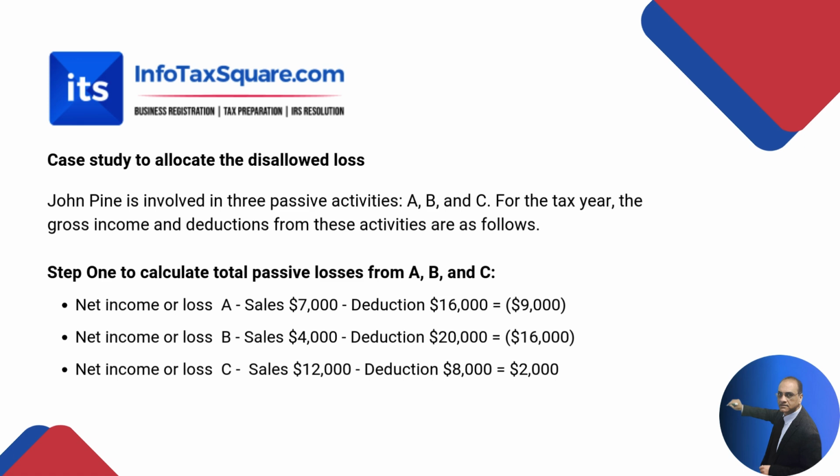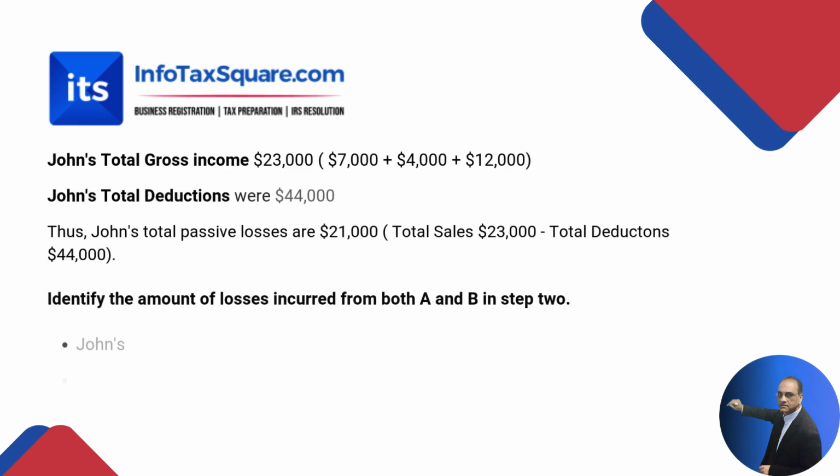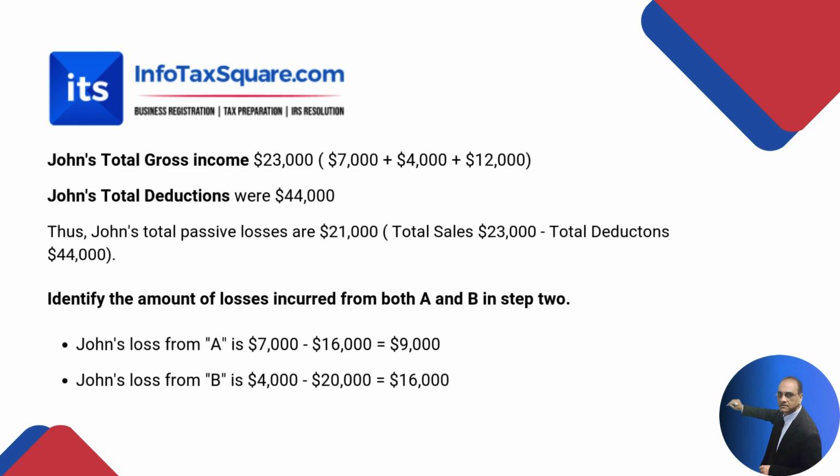John Pine is involved in three passive activities: A, B, and C. John incurred total passive losses of $21,000. From activity A, John incurred $9,000 in losses, whereas from activity B, John incurred $16,000. From activity C, John had passive income of $2,000. The total deductions were $44,000 against total income of $23,000. Now we have to divide the $21,000 of passive losses between A and B.